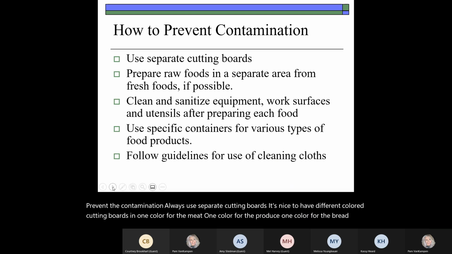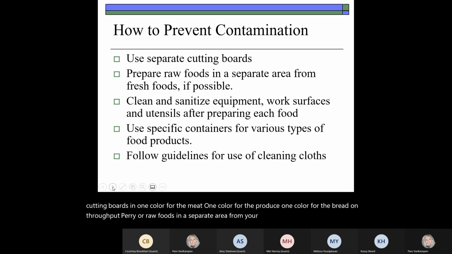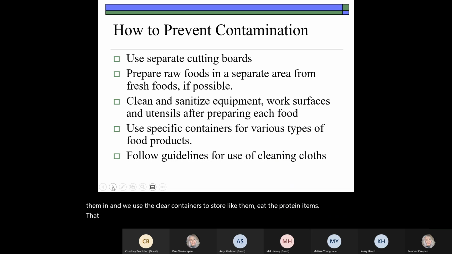Prepare your raw foods in a separate area from your fresh foods if possible. Clean and sanitize your equipment, work surfaces and utensils after preparing each food, and use specific containers for various types of food products. For example, we always had green containers that we used for the produce, and we used the clear containers to store the meat and the protein items. And then always follow guidelines for the use of your cleaning cloths. And we'll talk about that in a little bit here.